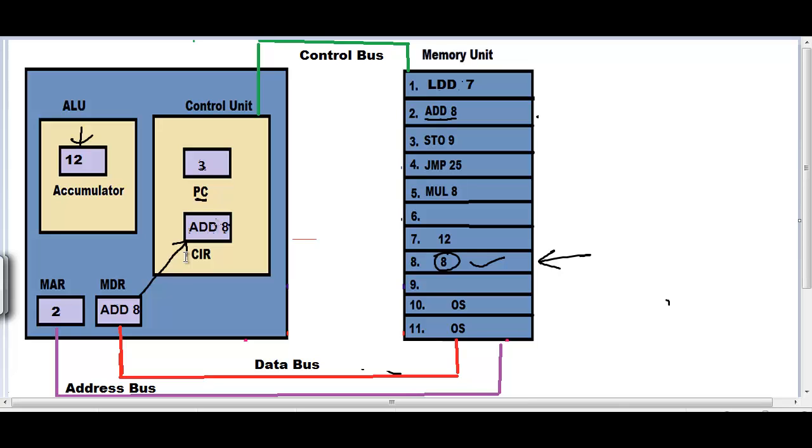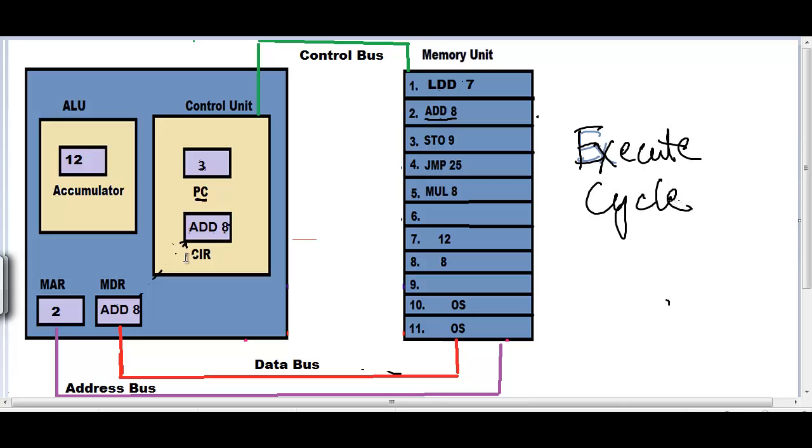Now this instruction is going to be executed. So the execute cycle is going to begin. When the next clock cycle comes, as a first step, this address value in the instruction is copied into the MAR. So the MAR value is now updated to 8. As soon as the value in the MAR is updated, that value is instantly reflected on the address bus. So the address bus is now pointing to this location.